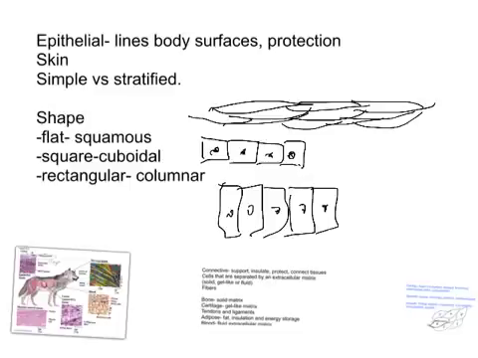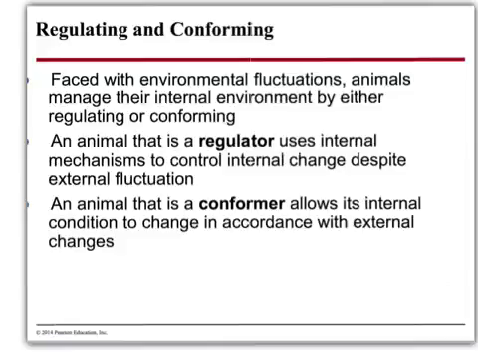So, the body does with these tissues and how the organ systems work together to keep things sort of normal in the body. All right? And we're going to look at this in a couple different ways. Animals can be classified as to whether or not they regulate their internal environment in response to the external environment, or if they conform to or adapt to their surroundings as opposed to their internal environment.